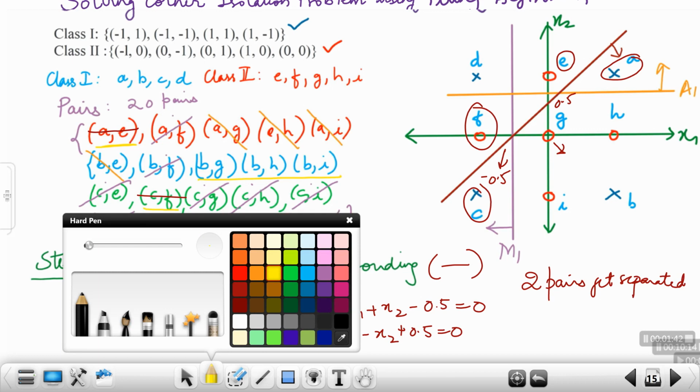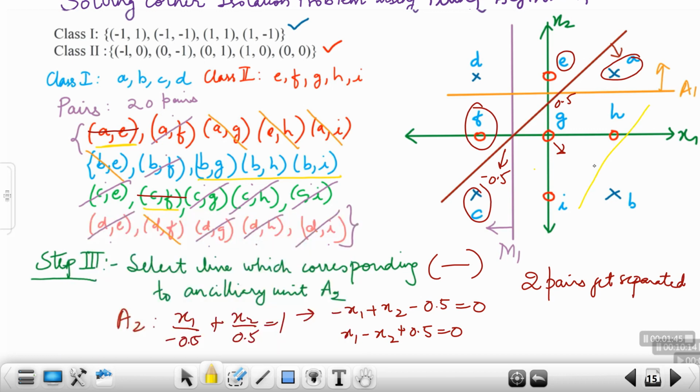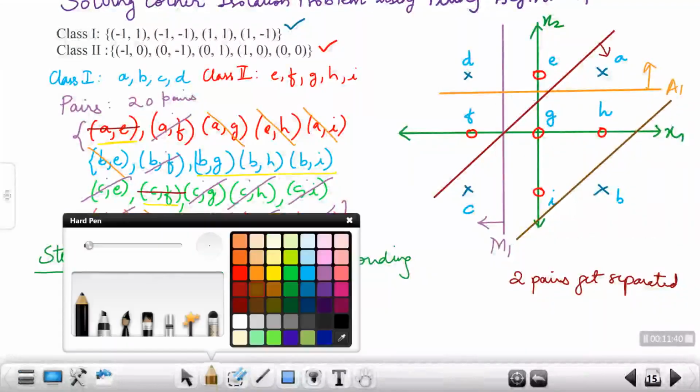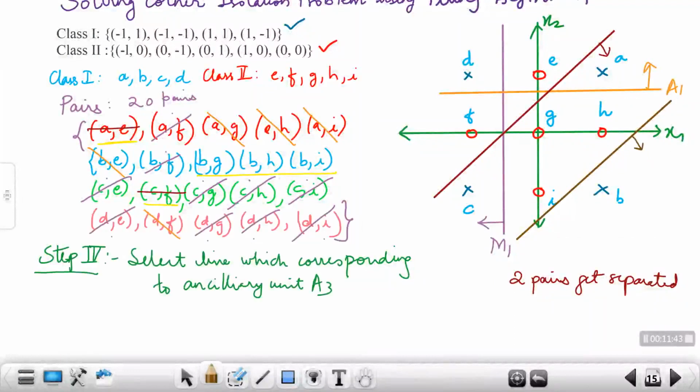So this pair is very easy. You can separate it by using a line like this or using a line somewhat like this. Anyhow you can separate this, because you need to separate B, H, B, G and B, I. So maybe you will be drawing a line like this in order to separate these patterns. So in step 4, we have to select this line, with a direction to this side.